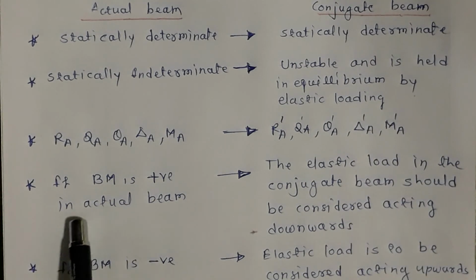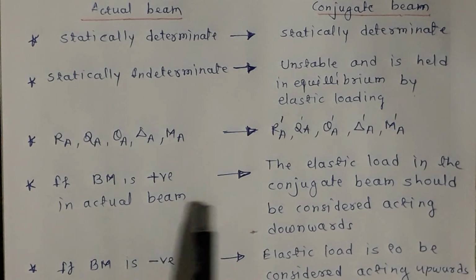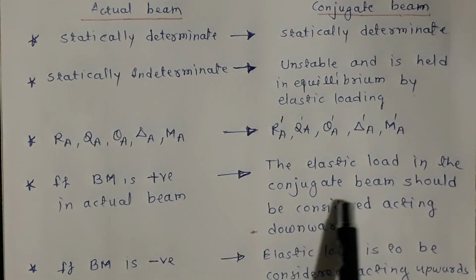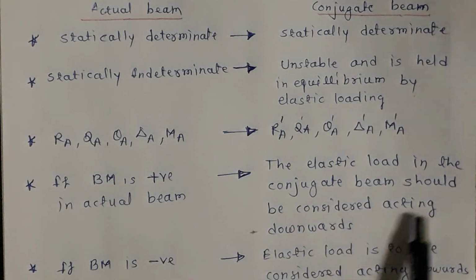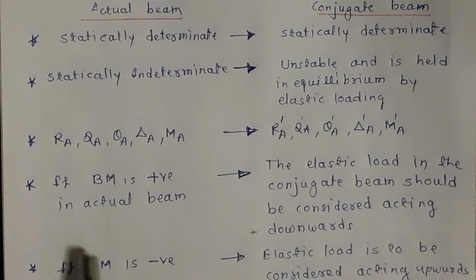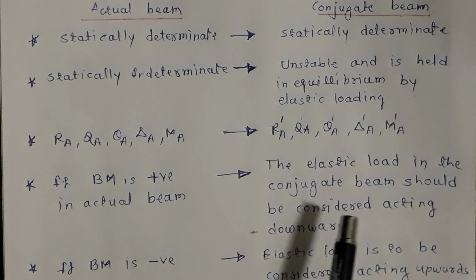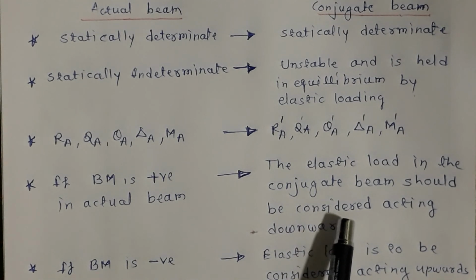If bending moment is positive in actual beam, the elastic load in the conjugate beam should be considered acting downwards. So remember it well. If the bending moment is positive in real beam, the elastic load should be considered to be acting in downward direction. On the contrary, if bending moment is negative in actual beam, then elastic load is to be considered acting upwards. So this is what you will have to remember.